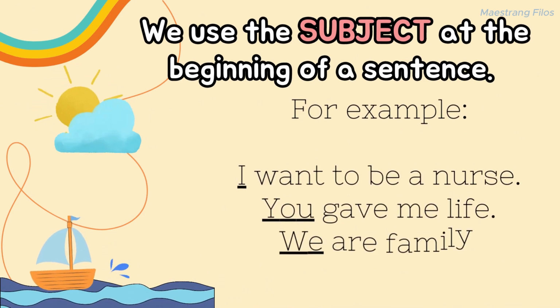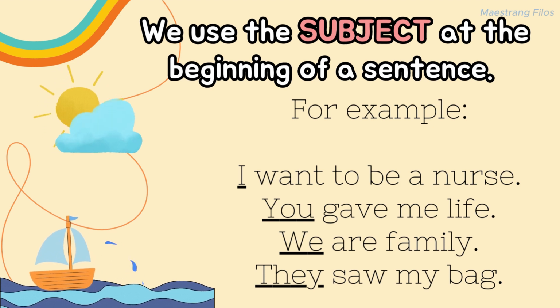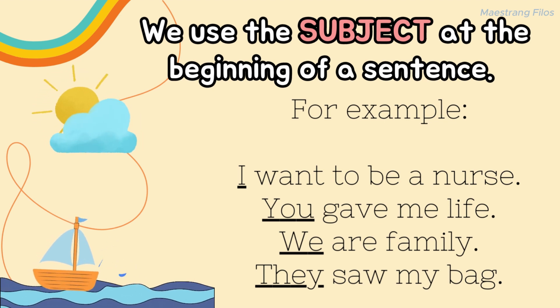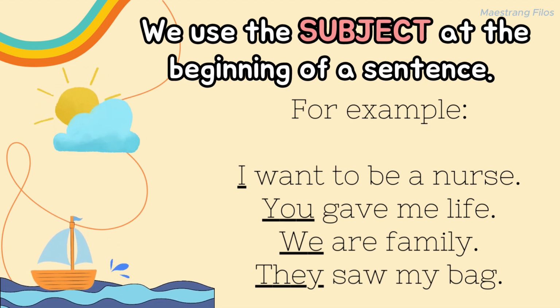These are some examples. I want to be a nurse. The personal pronoun is I. You gave me life. The personal pronoun is you. We are family. The personal pronoun is we. They saw my bag. The personal pronoun is they. The underlined pronouns act as the subject of the sentence. Therefore, they are all located at the beginning of the sentences.